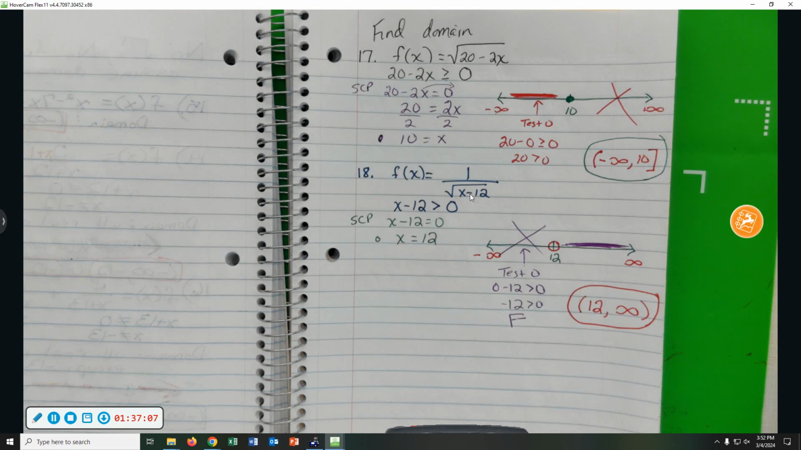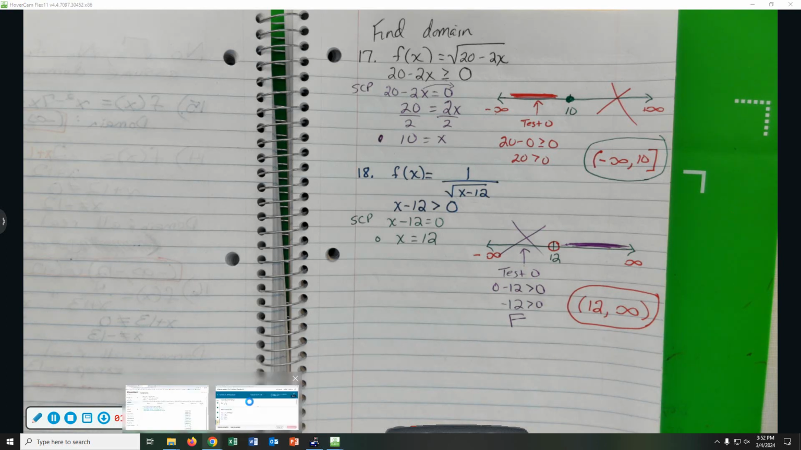If the square root is in a denominator, you set the thing under the square root greater than 0 and use the cut point method. If the square root is not in a denominator, greater than or equal to 0, and use the cut point method. And the cut point method itself falls out a lot easier than any cut point you've done this semester, okay? Notice, just one cut point.